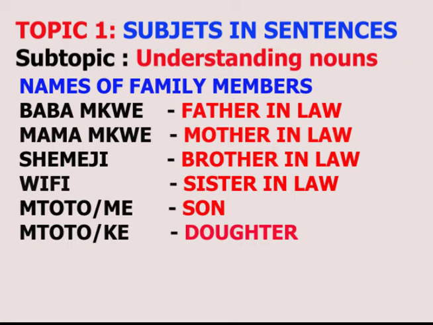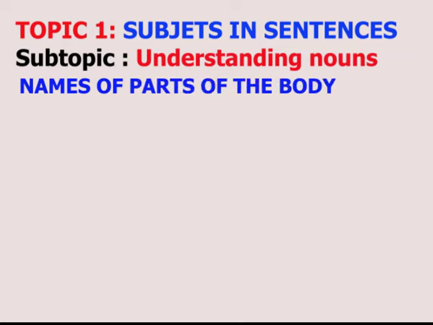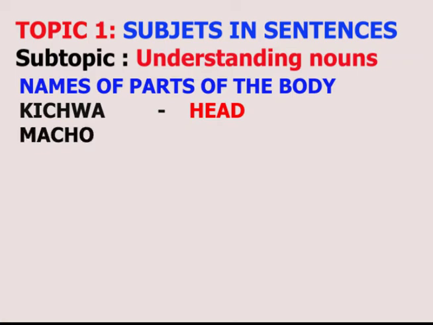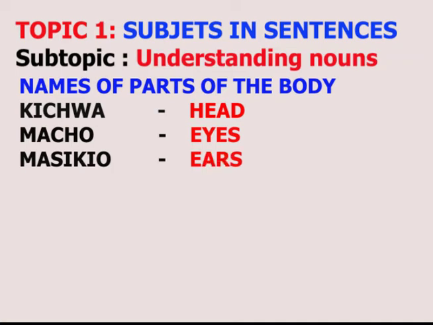Nouns can be names of body parts, okay? Parts of the body. For example, you can start with the head, which is kichwa. Okay, we know that kichwa is head. And then macho, we call macho eyes in English. We have masikio, in Swahili, and in English are ears. We have pua, which is Swahili, and in English is nose.